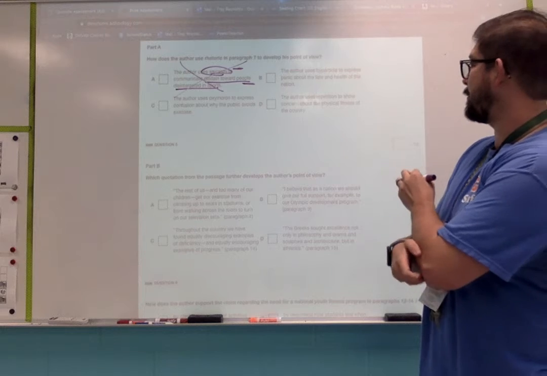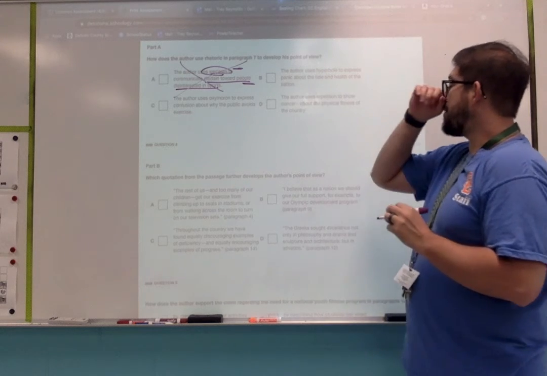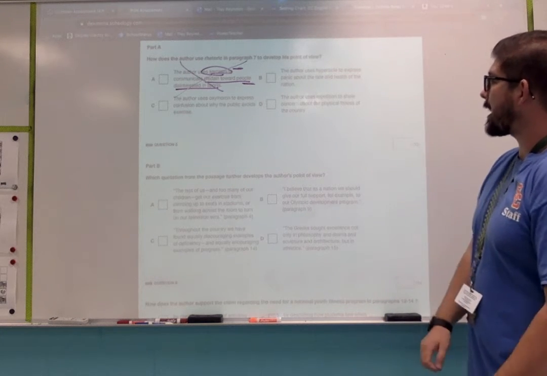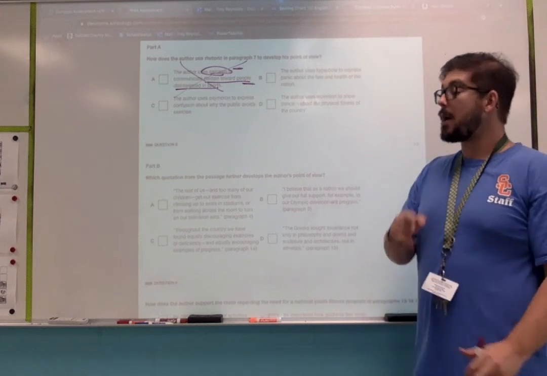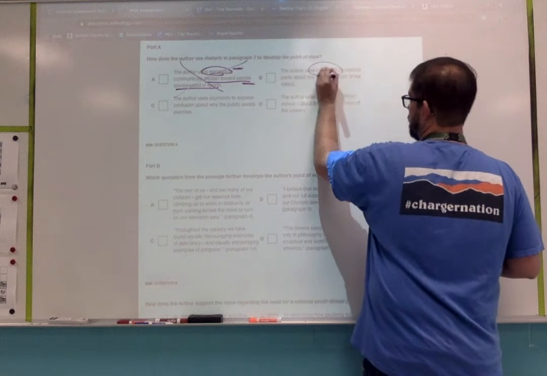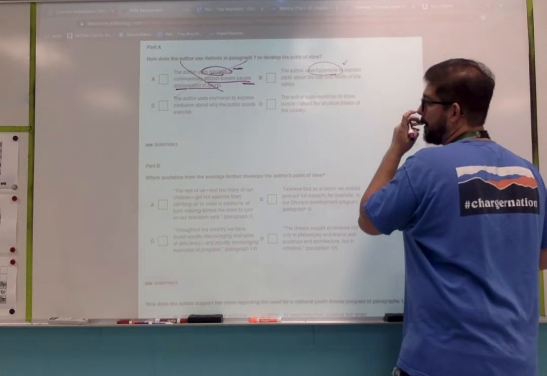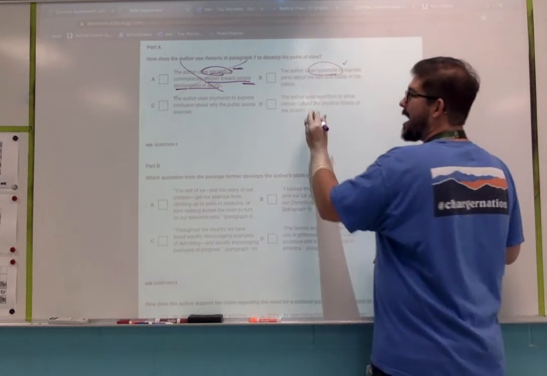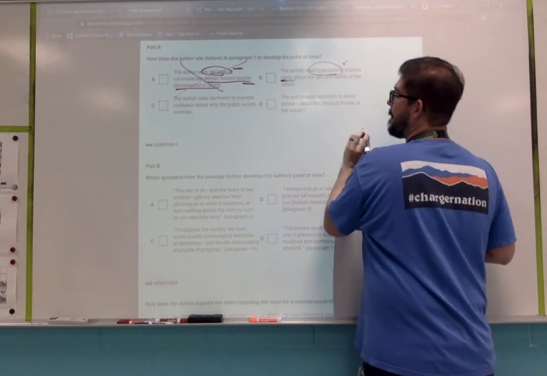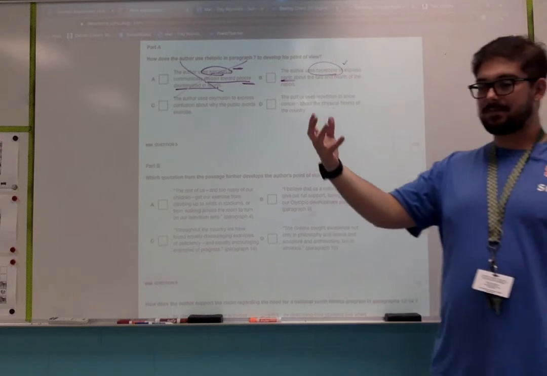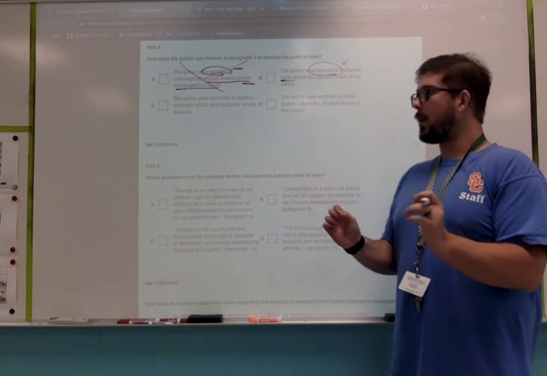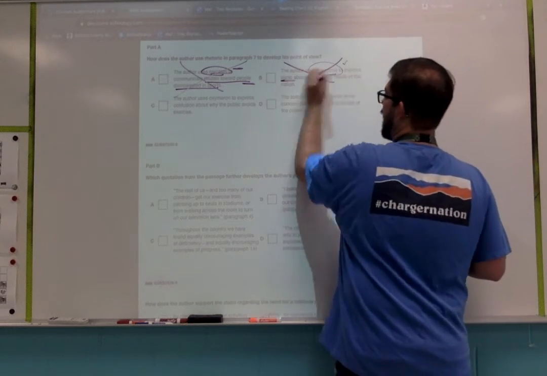It's a throwaway answer. B: The author uses hyperbole to express panic about the fate and health of the nation. Now, you could argue he did use hyperbole a little bit. He seemed a bit extreme. But he did not express panic about the fate and health of the nation. He's a president. He would not express panic in almost any situation.